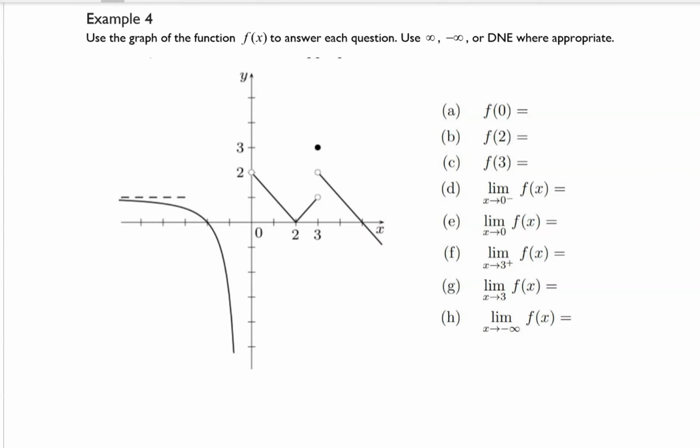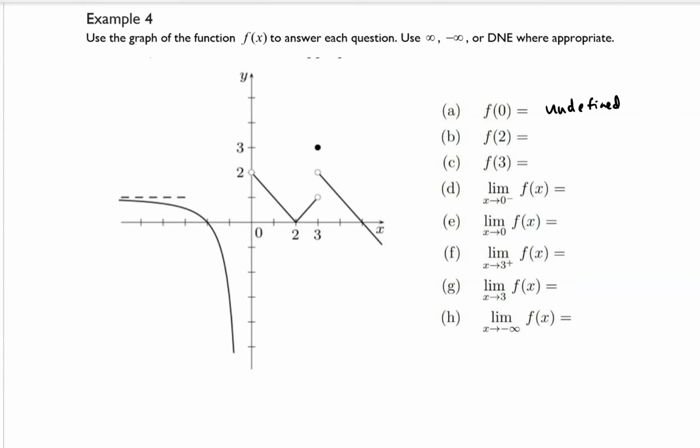Example 4 says, use the graph of the function f of x to answer each question. Use infinity, negative infinity, or DNE, which stands for does not exist, where appropriate. Part A wants us to evaluate f of 0. If we find 0 on our x-axis and go upwards, there is an open circle here. That means that our function is undefined at x equals 0.